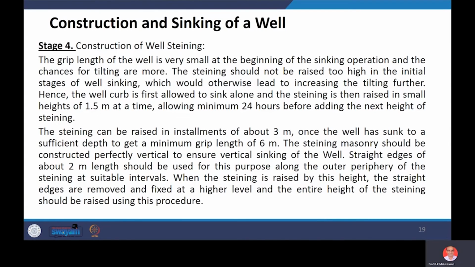The steining should be constructed perfectly vertical to ensure vertical sinking of the well. Straight edges of about 2 meter length should be used for this purpose along the outer periphery of the steining at suitable intervals. When the steining is raised by this height, the straight edges are removed and fixed at a higher level, and the entire height of the steining should be raised using this procedure.